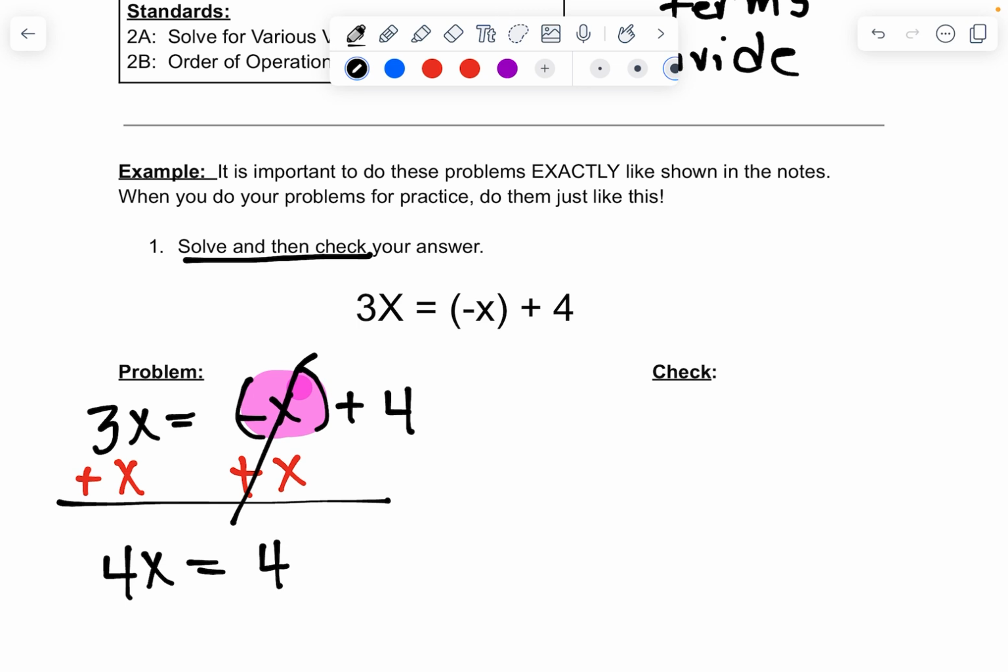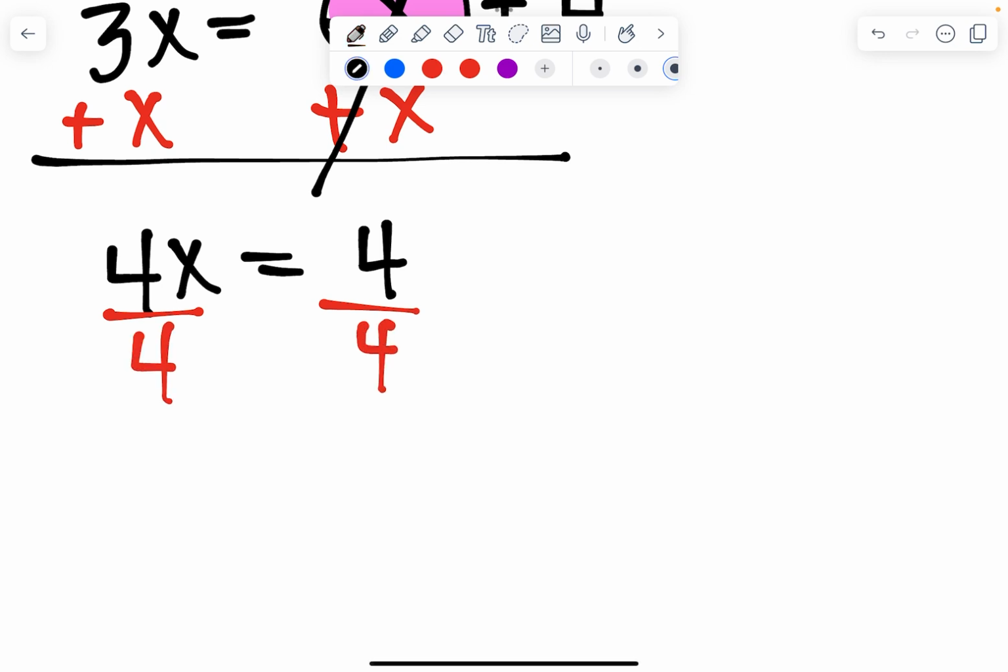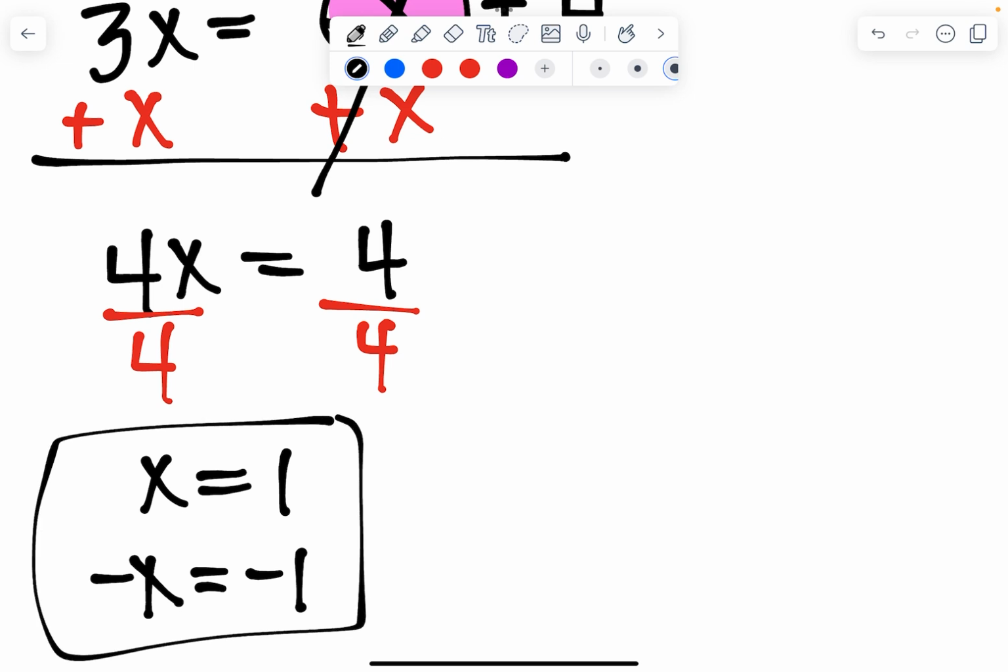Now, the next step, what we're going to do is you'll notice that I've got 4x. And so I'm going to divide both sides by the number in front of the x. So I'm going to divide by 4, and I end up with x equals 1. And negative x, which was in the problem, is negative 1. So you want to define both of those.